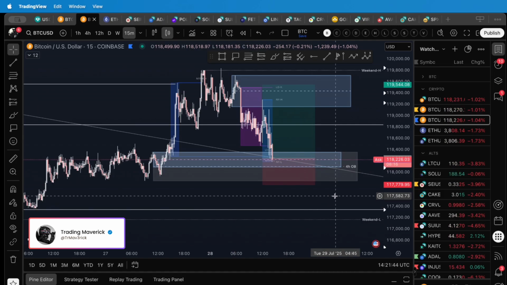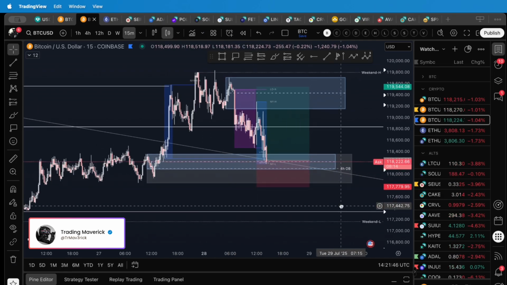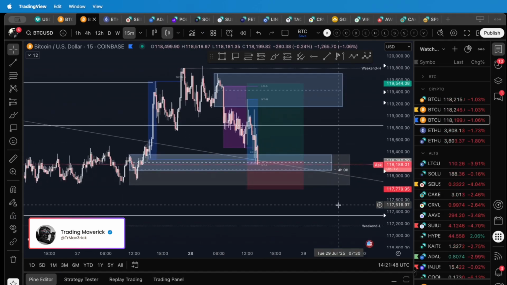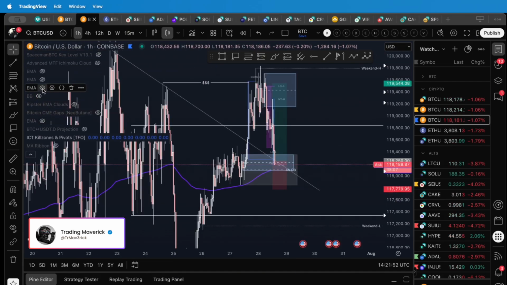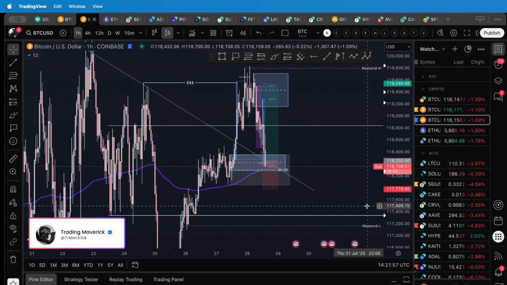And yeah, Bitcoin still at entry, just chopping. But we have a 4-hour EMA here, so maybe we get a reaction there.